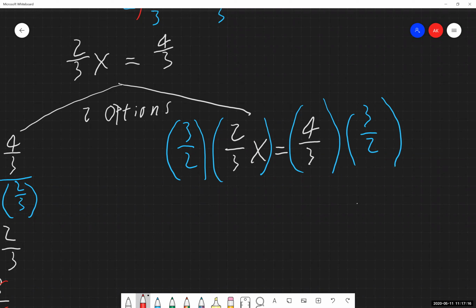On the left-hand side, cross cancel, 3 on top, 3 down below, it cancels out. 2 on top, 2 down below, cancels out. I'm left just with x. On the right-hand side, again, cross canceling, the 3's cancel. 4 becomes a 2, 2 becomes a 1. I get 2, my final answer.